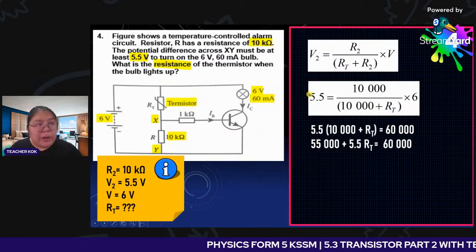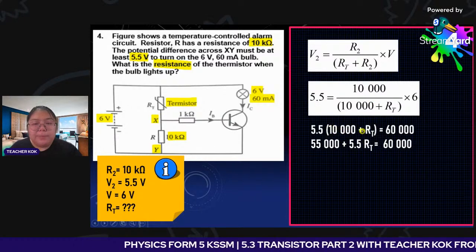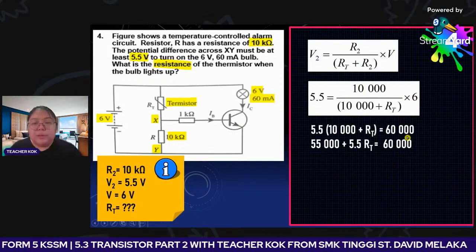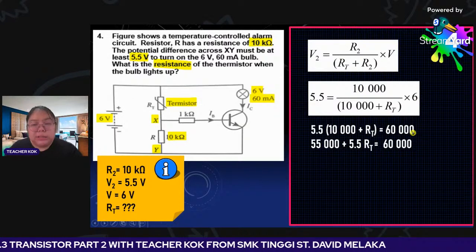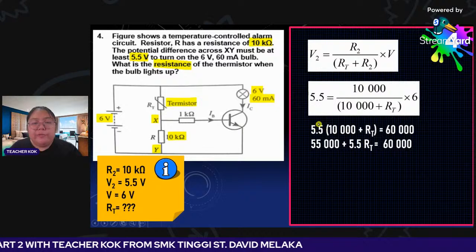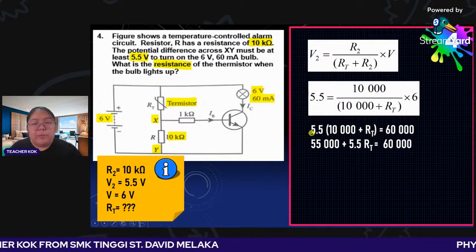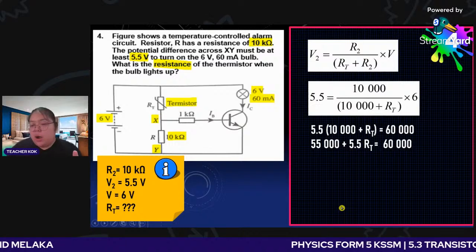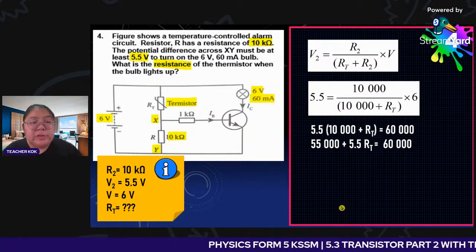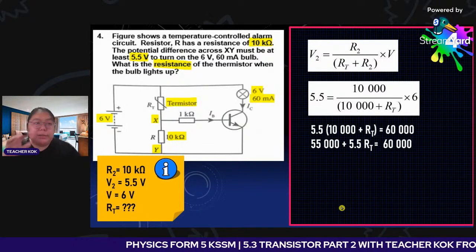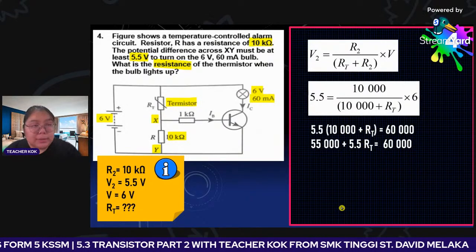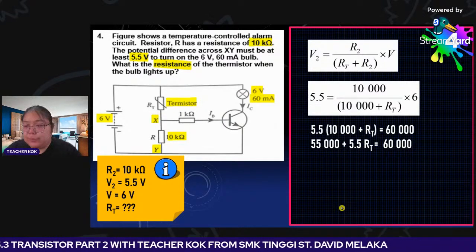5.5, I bring this one to 5.5 times 10K plus RT. Then it equals 6 multiplied by 10K, so it becomes 60K. So this 5.5 I just put in. Then I want to find RT. So can anyone give me the answer for the resistance of the thermistor now? Okay, the resistance of the thermistor is how many?